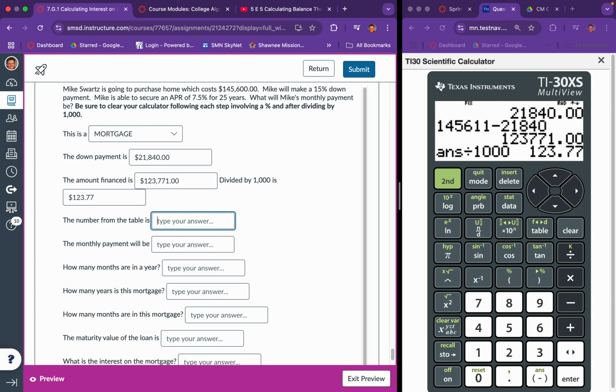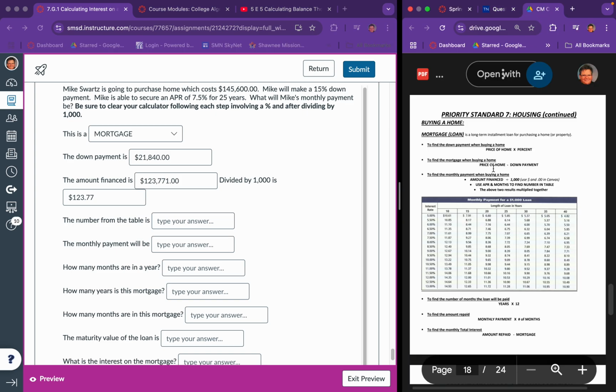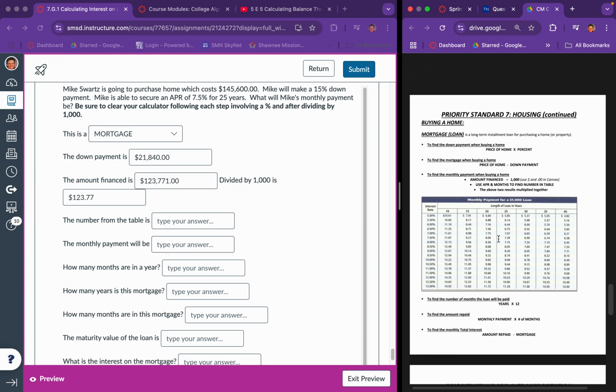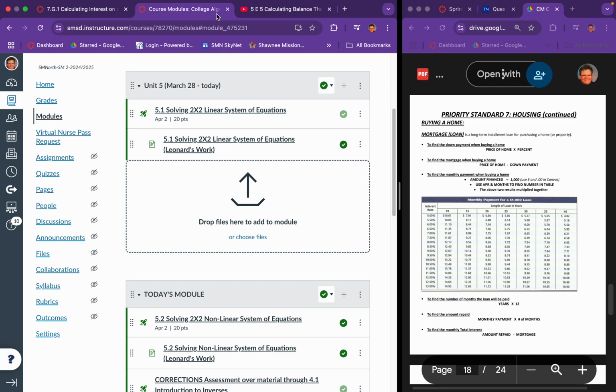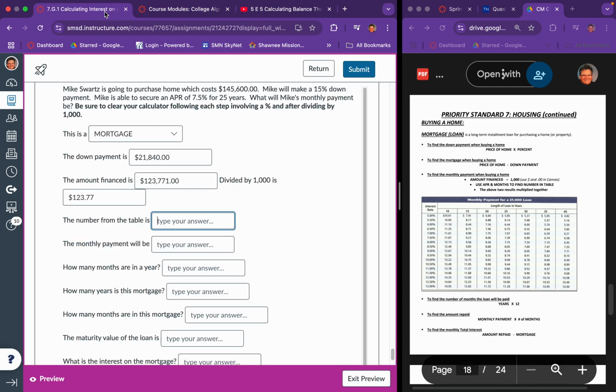All right, now you're going to go to the table, and in the table, you're going to look up 7.5% for 25 years. So 7.5, 25, 7.5, 10, 7.5, 15, 7.5, 20, 7.5, 25 is 7.39. So we are going to put, wherever this problem went, 7.39.